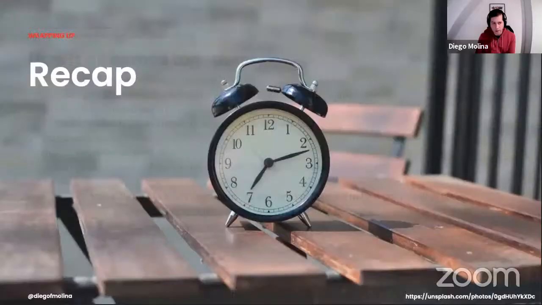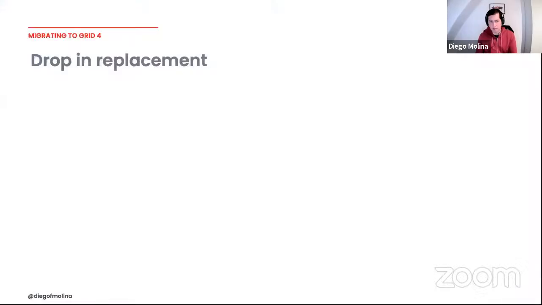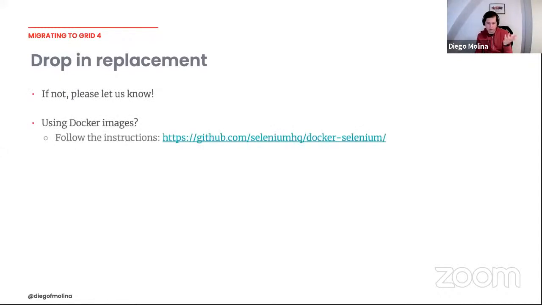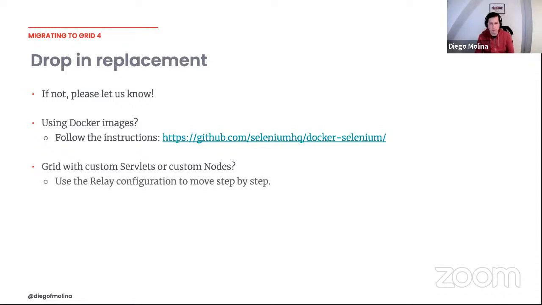And to recap, basically, we think that the new grid is a drop-in replacement with a few little changes in the configuration. But if not, reach out to us. And if you're using Docker images, as I mentioned a moment ago, please check the Docker Selenium images. And if you have some customizations in your existing grid, also reach out to us, but then as a starting point, use the relay configuration to move slowly.